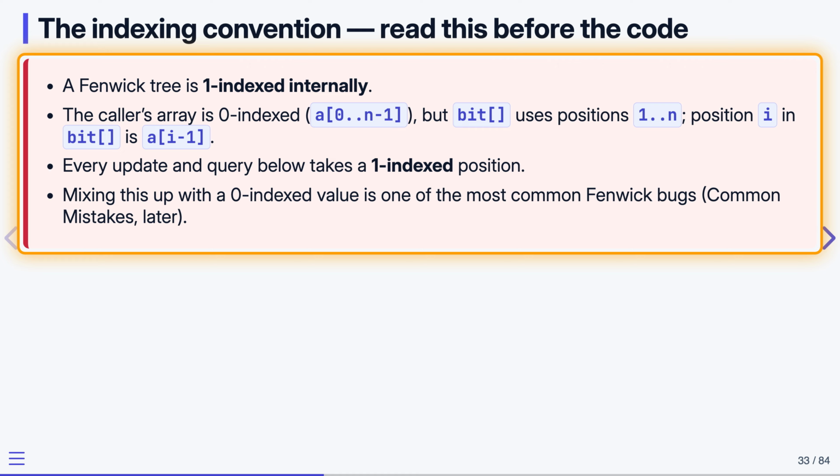But the Fenwick array bit uses positions 1 to n, and position i in bit matches index i-1. Every update and query below takes a 1 indexed position. Mixing this up with a 0 indexed value is one of the most common Fenwick bugs.